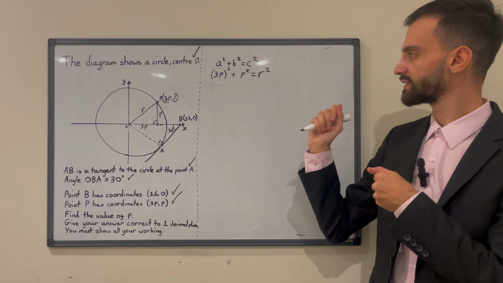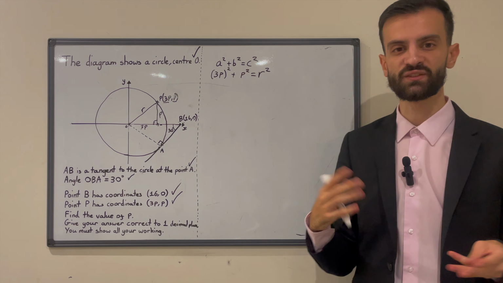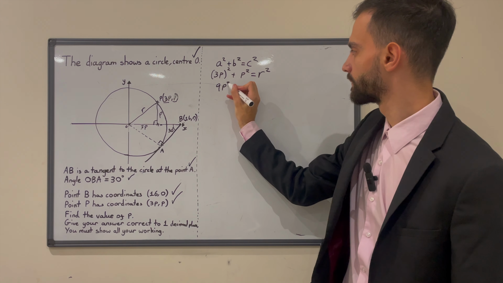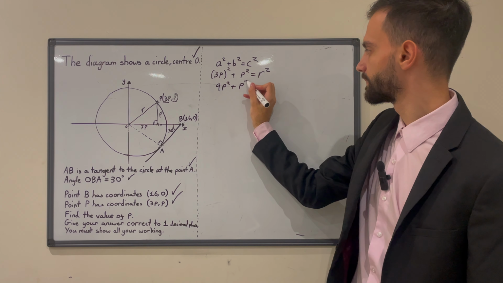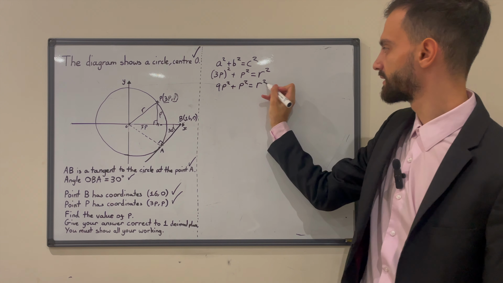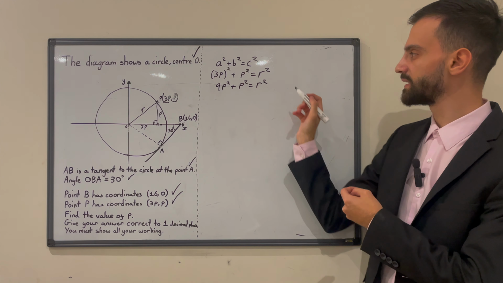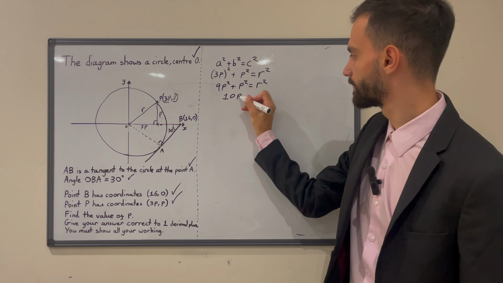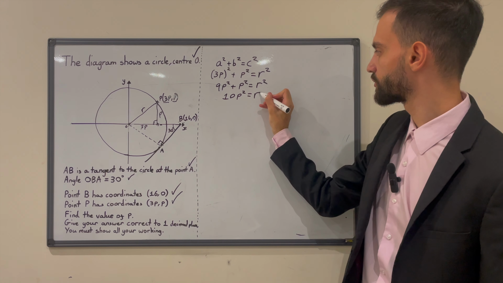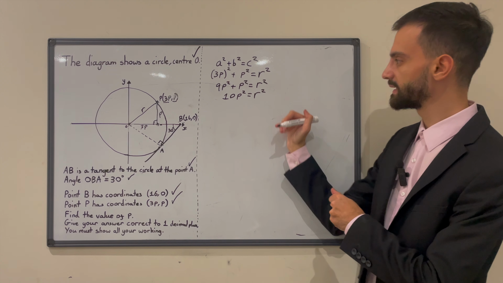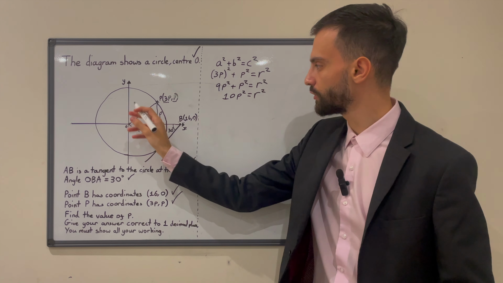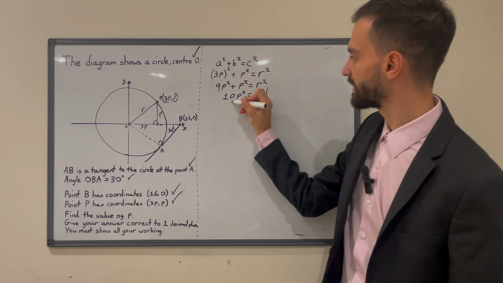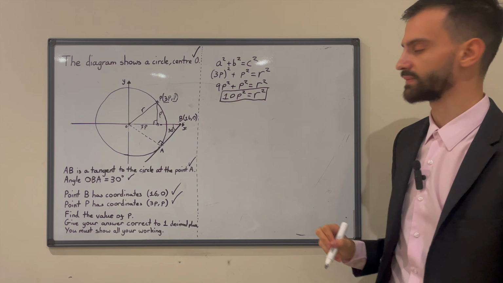We'll see if we can simplify this. We have 3p squared, which is 3p multiplied by 3p, which is 9p squared, plus p squared, and that's equal to r squared. One more time simplifying this, we have 9p squared plus p squared, which is 10p squared, and that's equal to r squared. This equation wouldn't be going down any further, as there is no other extra information on that diagram. So we'll put it into a box and note that as a key equation.